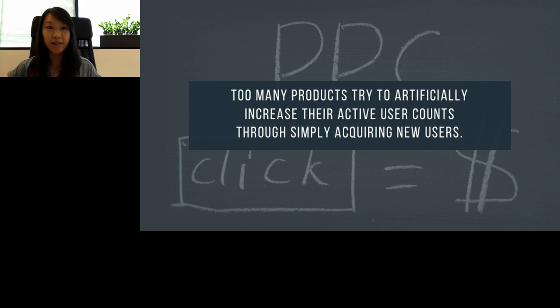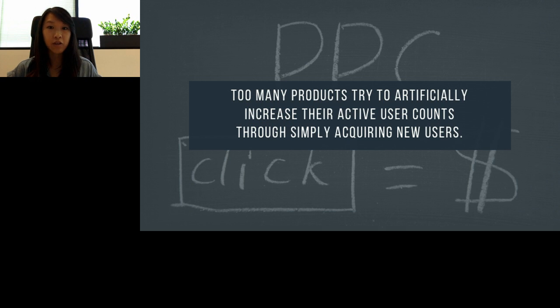So why are all of these lifecycle stages so important? The problem is that a lot of products focus only on new users without thinking about strategies for current and resurrected users. So this can result in a focus on artificially increasing their active user counts through simply acquiring new users. Now, of course, top of the funnel is important because you can't attract new users if you don't have anyone to retain, but the growth of your current and your resurrected user base is what really matters for true growth.